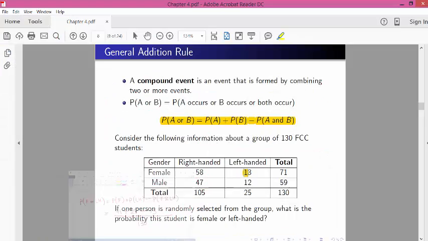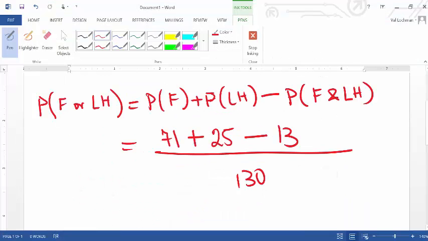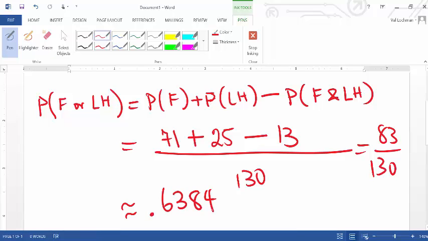Okay? So let's see what happens. When I count all female and all left-handed people, I actually double count the female left-handed students, and that's why we subtracted. Okay? So we do 71 plus 25. So let's see how much this is. 71 plus 25 minus 13. That's 83. Divide by 130. So that's approximately 0.6384. That's a pretty high chance.